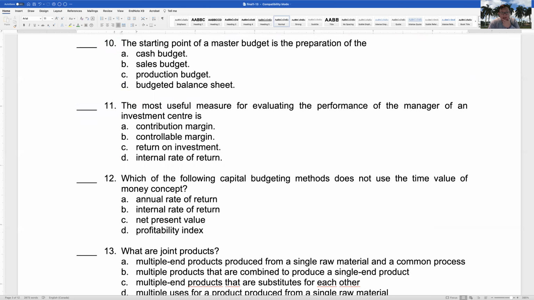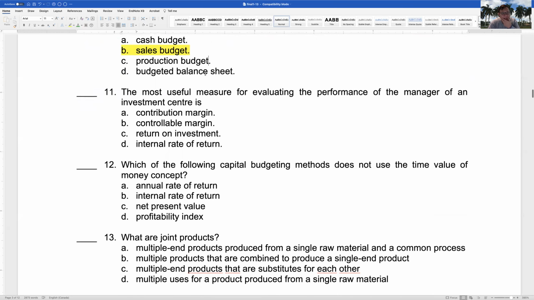Number 10, the starting point of a master budget is the preparation of. That should be straightforward, right? The preparation of the sales budget, right? Because you need to have a budget for the number of sales. So that's the first one, sales budget.